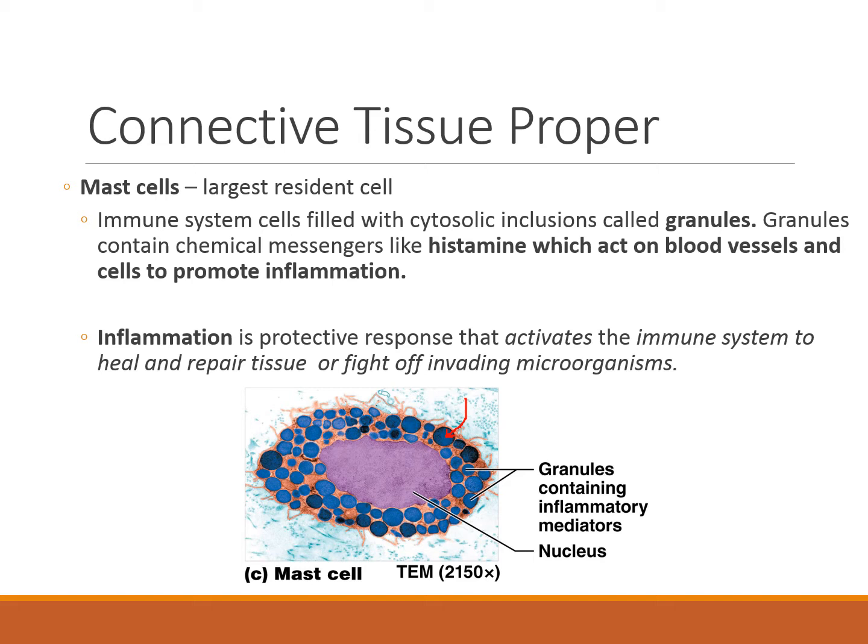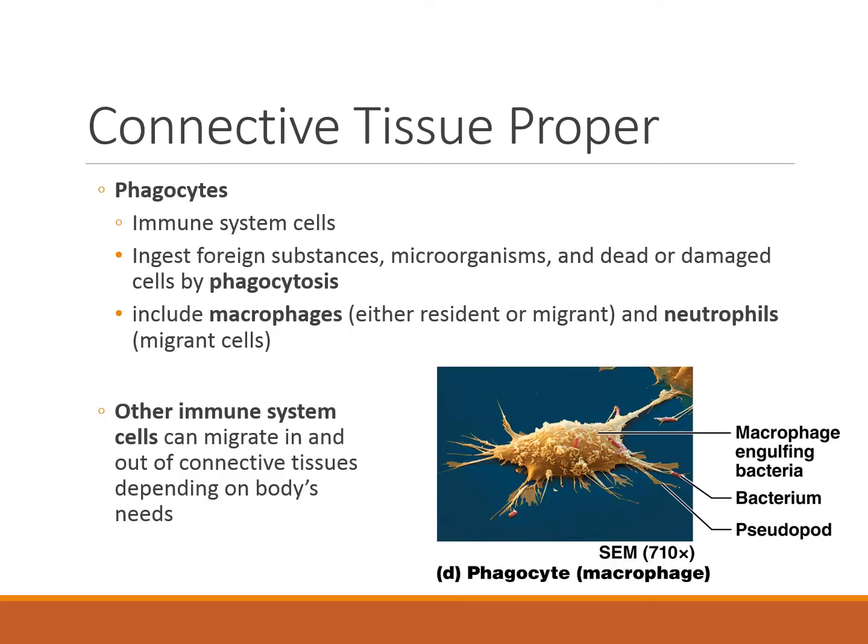Inflammation is a protective response that activates the immune system to heal and repair tissues or fight off invading microorganisms before they can cause an infection. Phagocytes are immune system cells. They ingest foreign substances, old organelles, microorganisms, and dead or dying cells by a process called phagocytosis. Your phagocytes include your macrophages, which are either resident or migrant cells, and neutrophils, which are migrant cells. Other immune system cells can also migrate into and out of connective tissues, depending upon a body's needs.